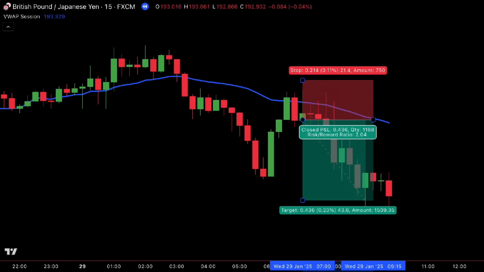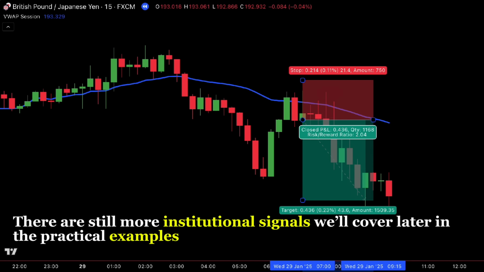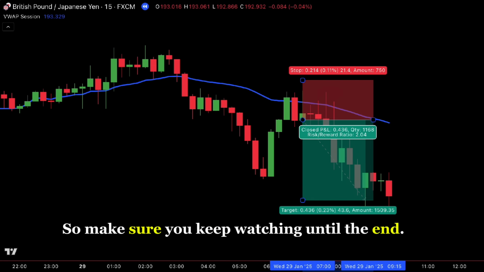This was a bearish example, but the exact same logic applies in reverse for a bullish engulfing trap. Just flip the direction. There are still more institutional signals we'll cover later in the practical examples, so make sure you keep watching until the end.